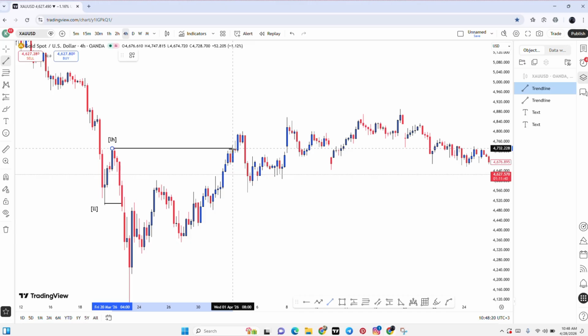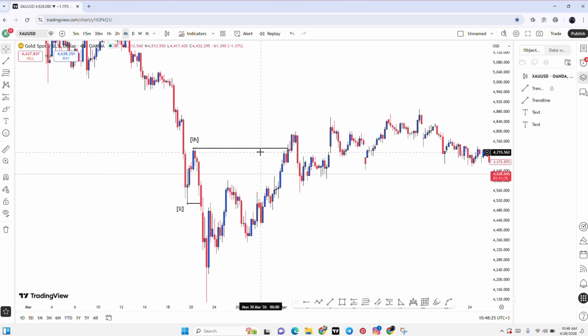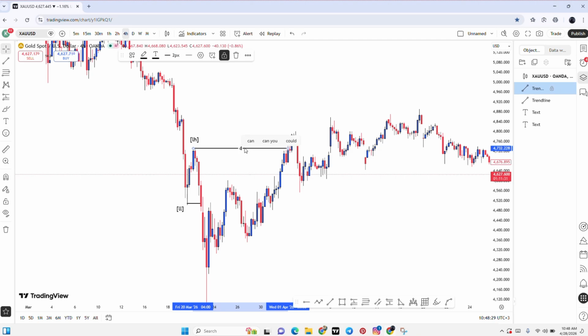Now you can see we broke the lower high. Now price has shifted. This is a change of character. That's a change of character like that.